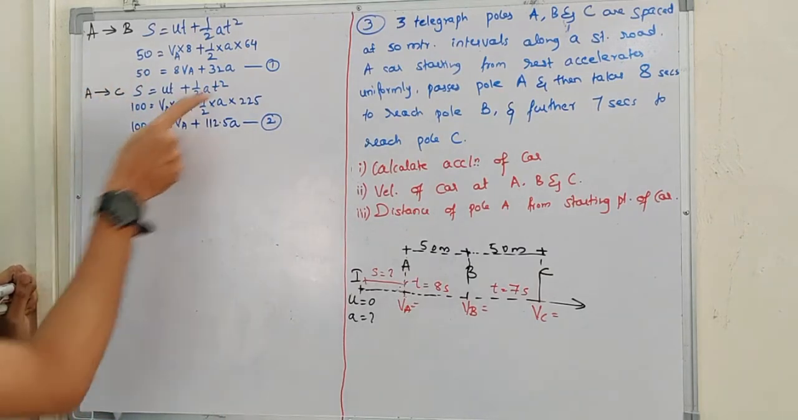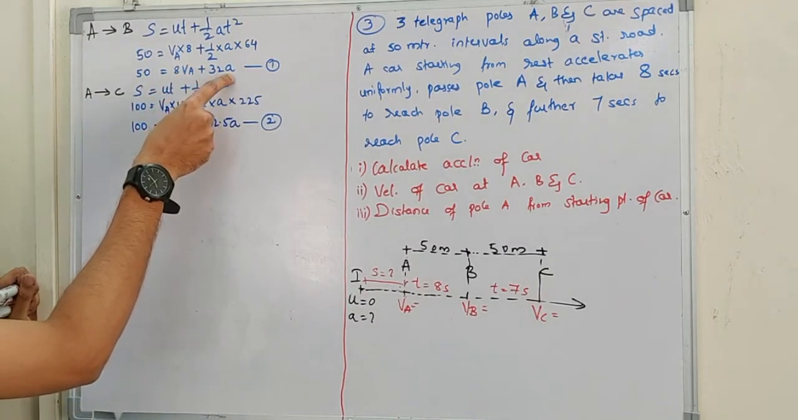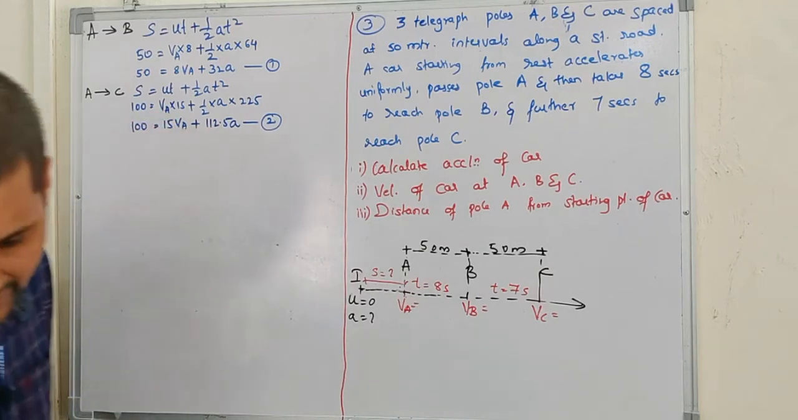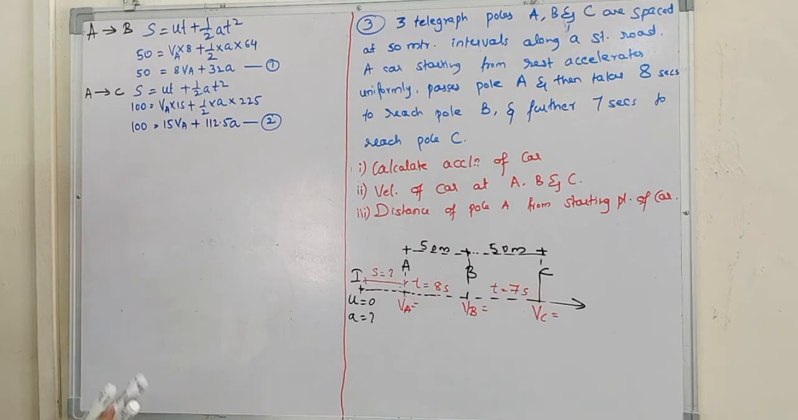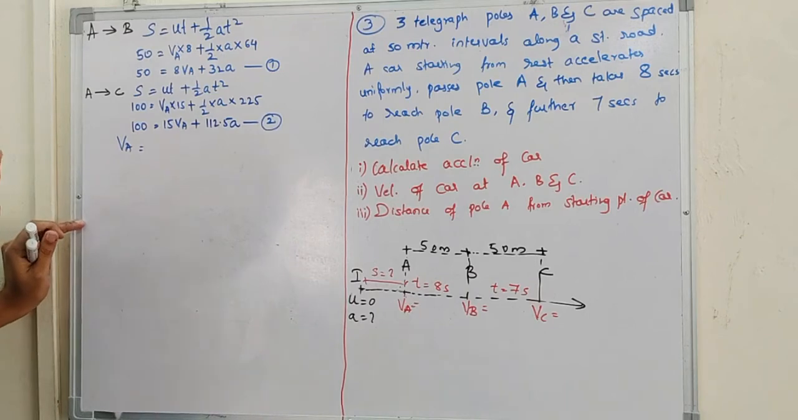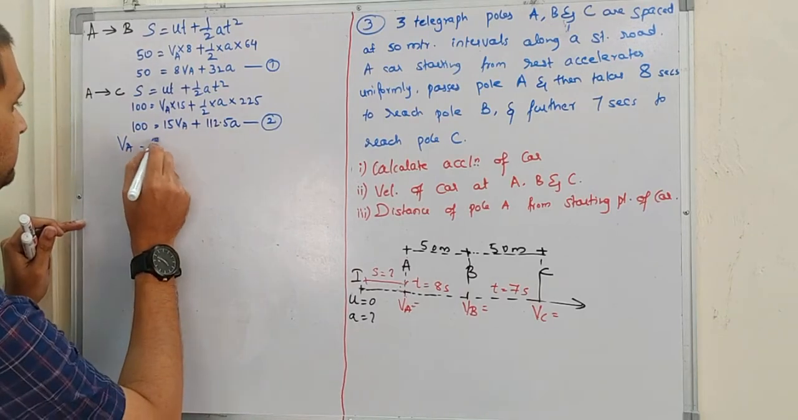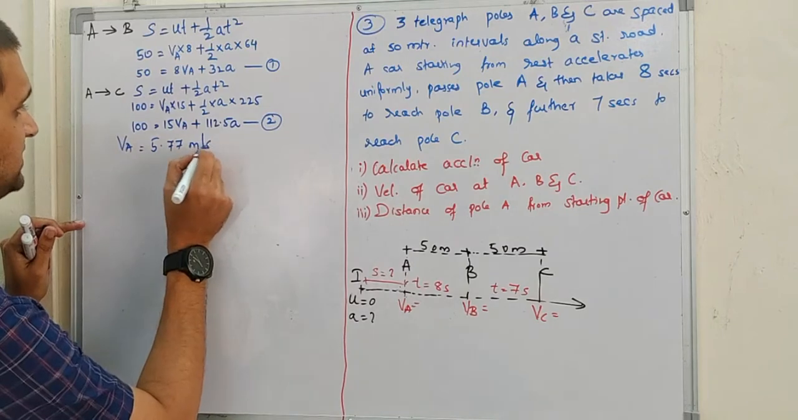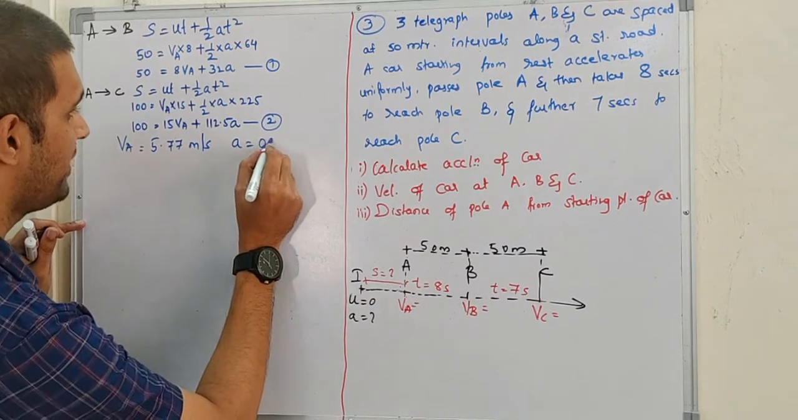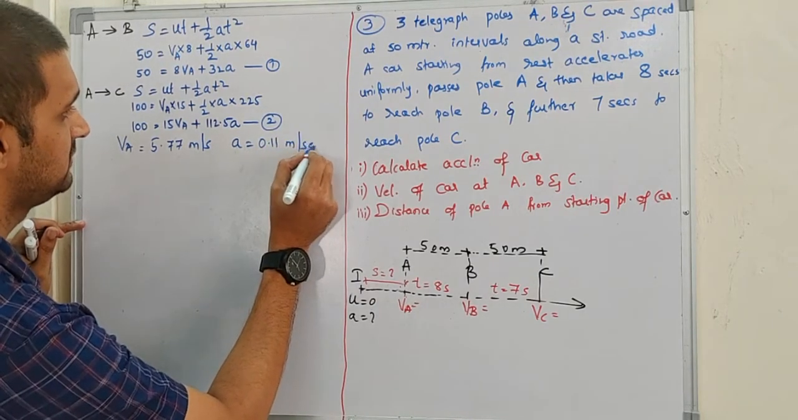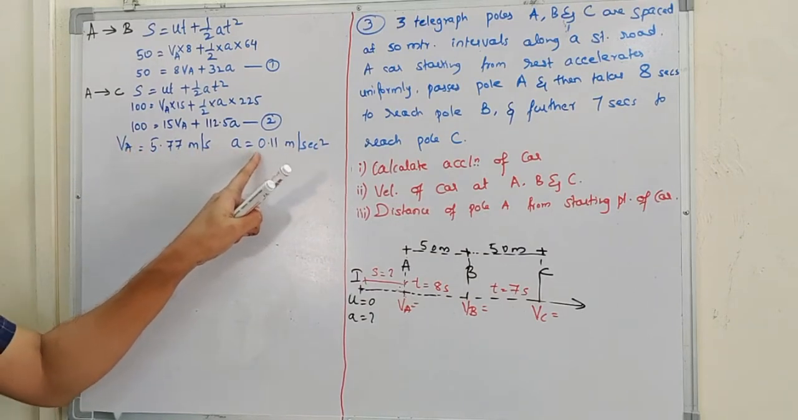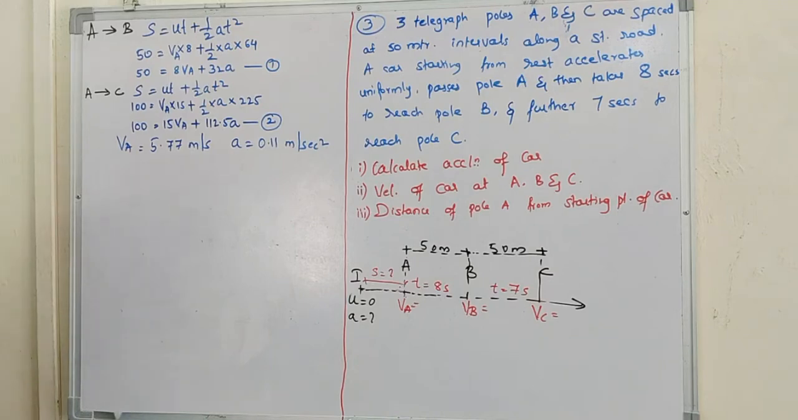You have two expressions, 1 and 2, and the variables are VA and acceleration. You can solve it either using your basics or directly from the calculators. Now I'll directly write the solution, you can cross check. So now VA you'll be getting as 5.77 meter per second, and acceleration you'll be getting as 0.11 meter per second square. So velocity at A will be 5.77 meter per second and acceleration will be 0.11 meter per second square.